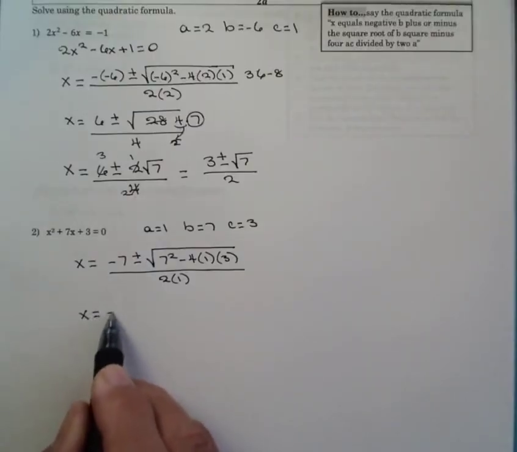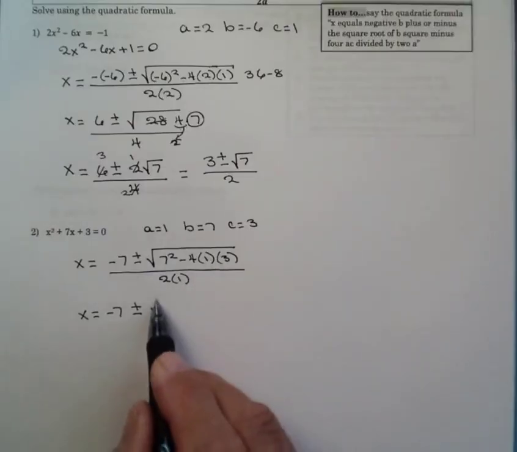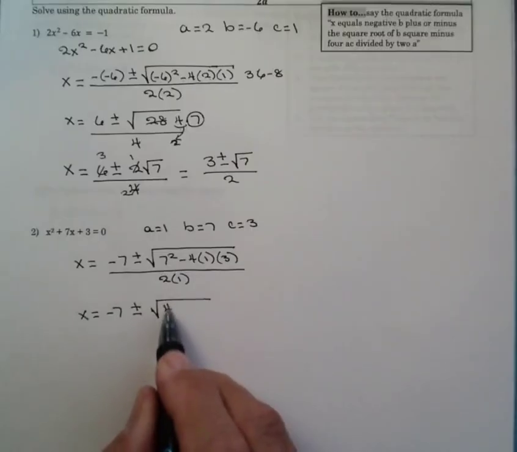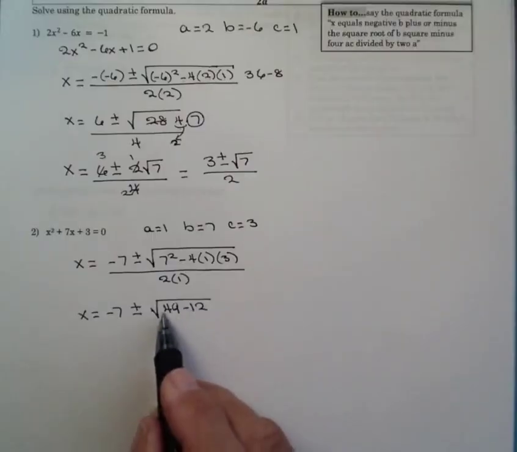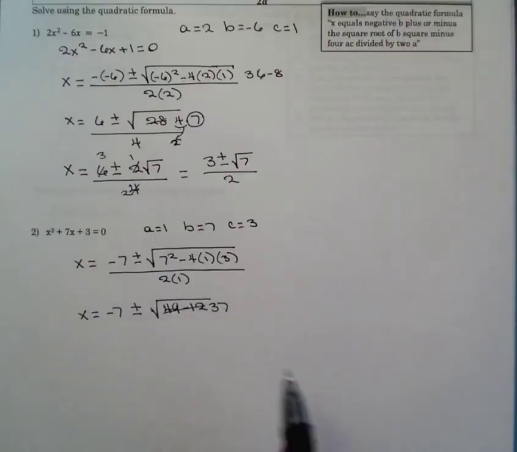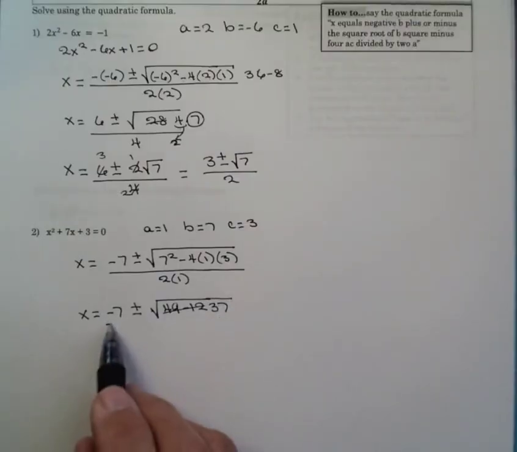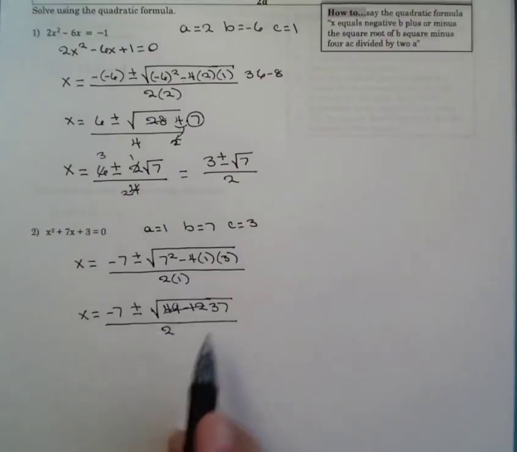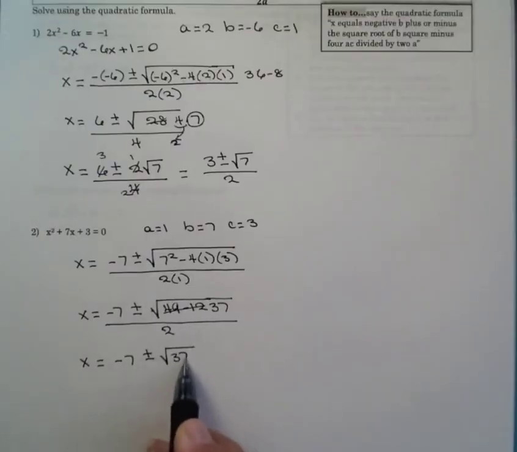Now x is going to equal negative 7 plus or minus, and now we can simplify this a little bit, can't we? This is 49 minus 12. Well, okay, 49 minus 12, I can say that gives me a 37, doesn't it? Now, 37 is prime, and there's nothing that I can factor out of that. Everything, by the way, was over the number 2. So I'm pretty stuck with the square root of 37 over here. So what's my solution? Negative 7 plus or minus the square root of 37, all divided by 2.